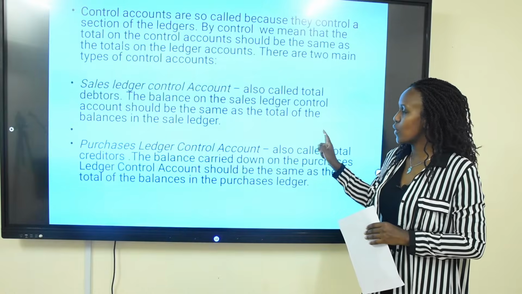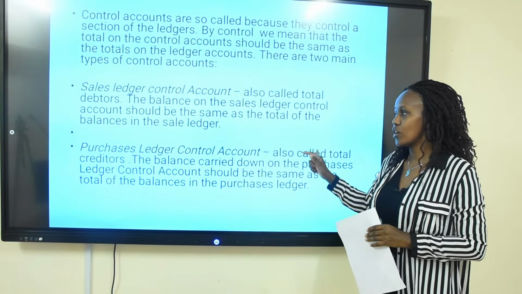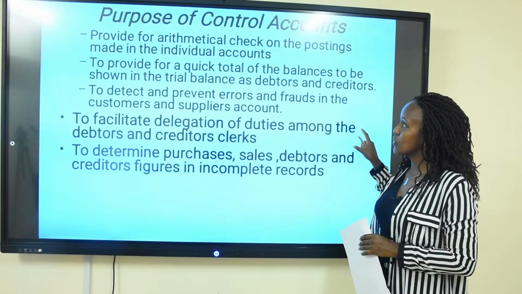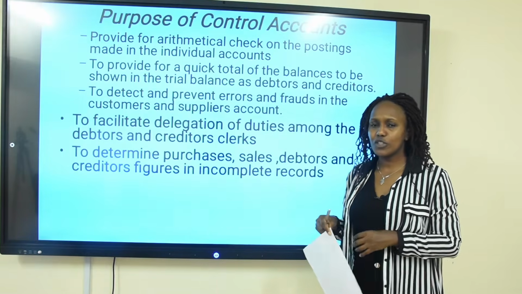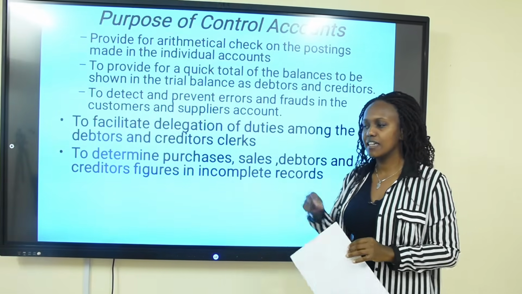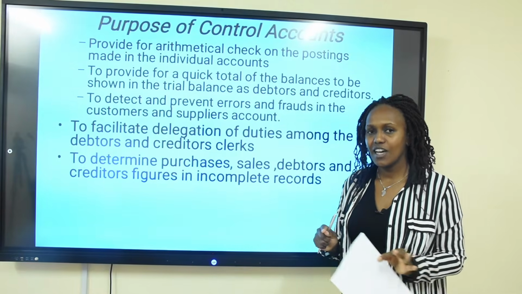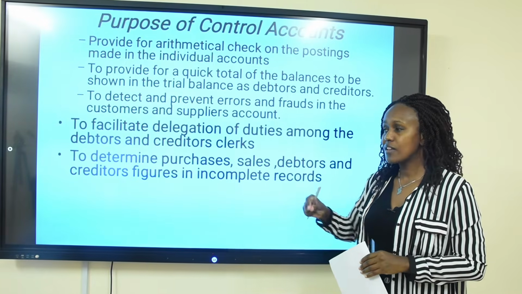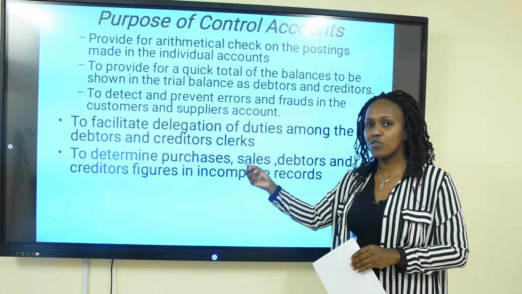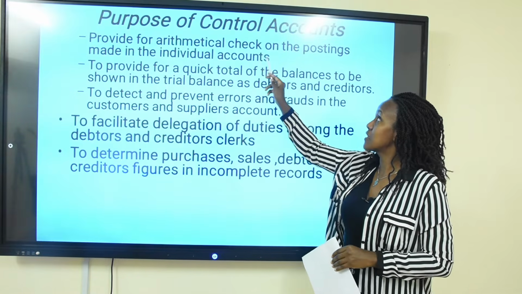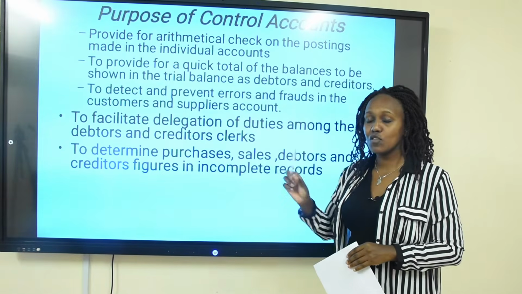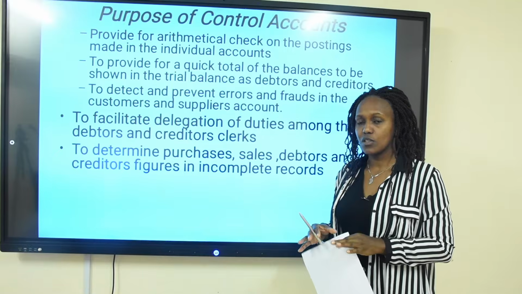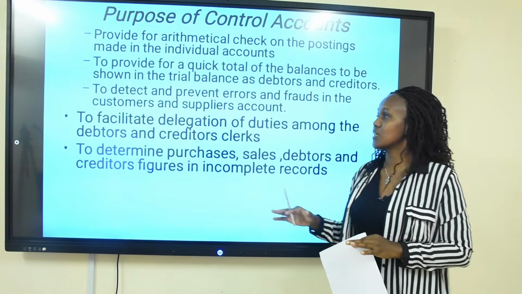So I want us to see why we need to prepare these control accounts. The purpose of a control account, number one, is to provide an arithmetic check. If we take data A, B, C, D, all the debtors of the organization, and we add the balances that are in the accounts, then the total control account should provide an equivalent balance. So we want to check the postings made to individual customer accounts against the total as per the total control account. That is simply checking whether it is correct, an arithmetic check.